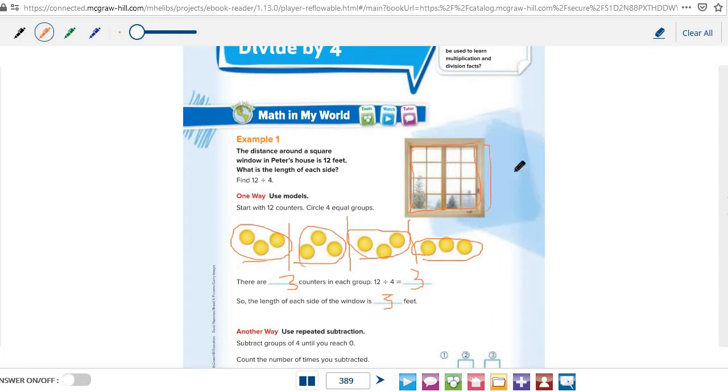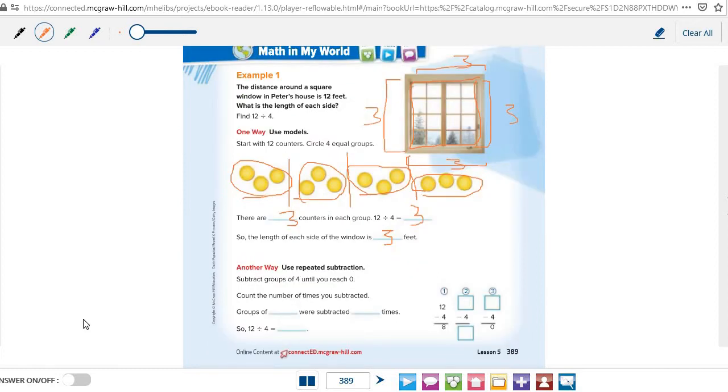So this one is 3 feet. This one is 3. This one is 3. And this one is 3 again. To find the answer, we can use another way, which is repeated subtraction. Since the dividend in the division sentence is 12, we will start with 12. And the divisor is 4. So we will subtract 4 many times until we reach 0.